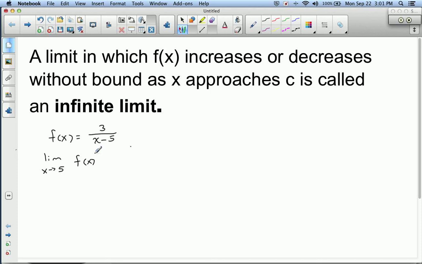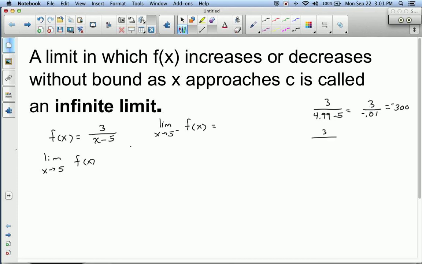For this purpose, we're going to create a table, or we're just going to think about it logically here. Let's approach from the left first and see what's happening. So from the left, that's numbers like 4.999. If I plug in 4.99, I'm going to get 3 divided by negative 0.01. That's negative 300.